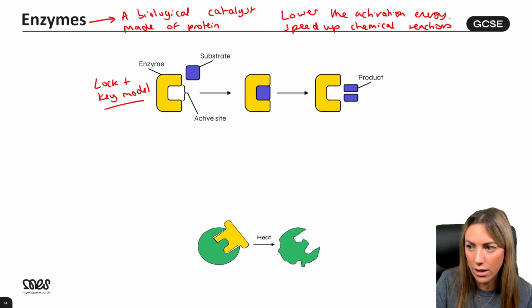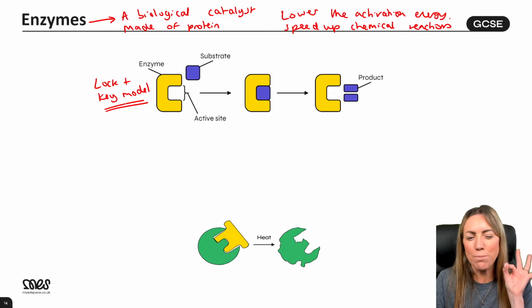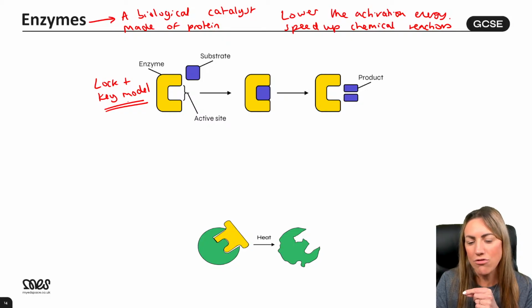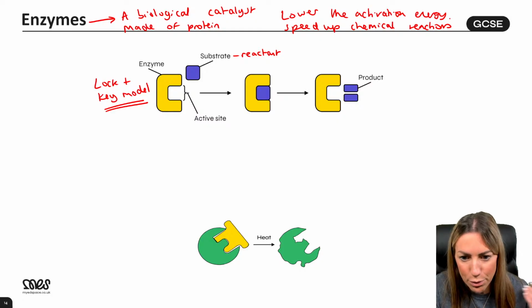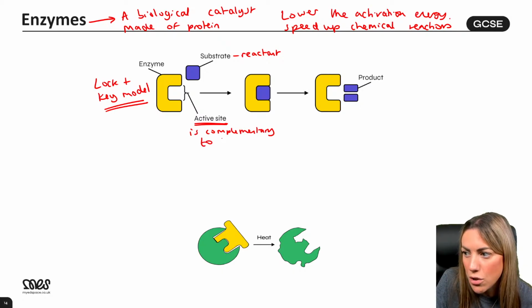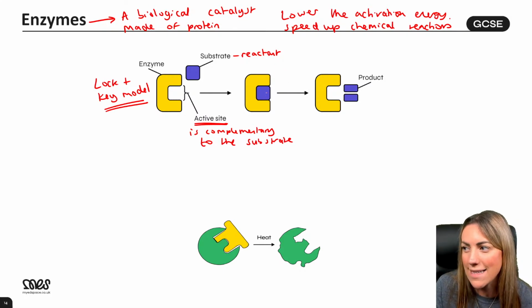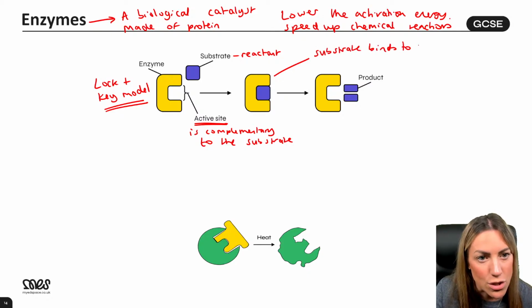Let's have a look at our lock and key model. What is this model telling us about an enzyme? Fahim, they have a complementary shape. Which bit of the enzyme, Fahim, is complementary to the substrate? The substrate is like the reactant, so it could be starch, for example. Right, the active site is complementary to the substrate. Yeah, so it binds to the substrate, which you can see here. So substrate binds to active site.